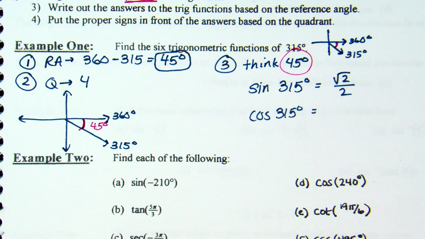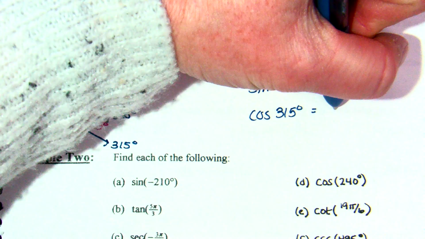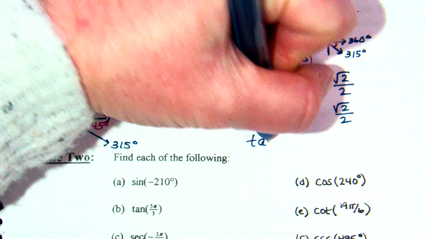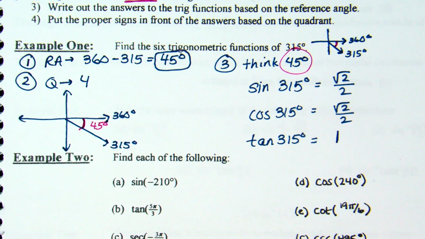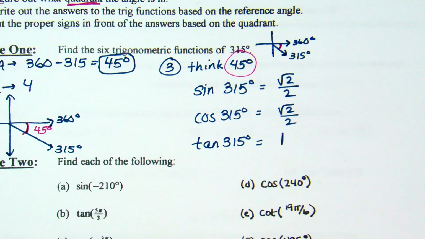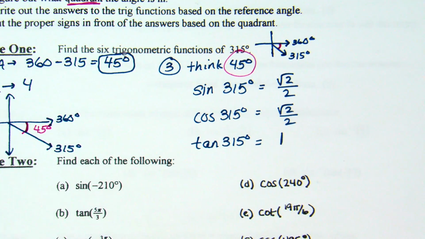SOHCAHTOA. Because the hypotenuse is square root of 2 times a leg. So sine, we would write 1 over square root of 2, but when you rationalize that, it's square root of 2 over 2, yes? Okay, what's cosine of 315 degrees? Square root of 2 over 2. In other words, what's cosine of 45, right? What's tangent of 315 degrees? 1. Or in other words, tangent of 45 is 1. That's because you're doing opposite over adjacent, 1 over 1.